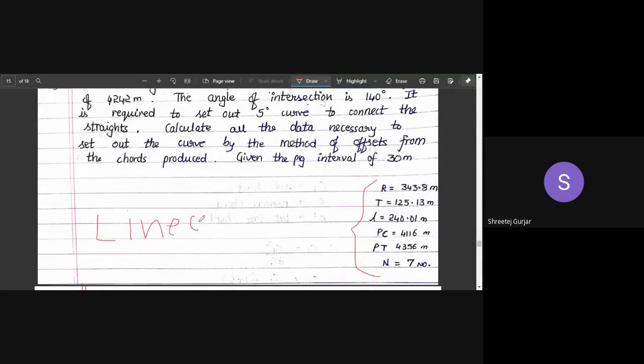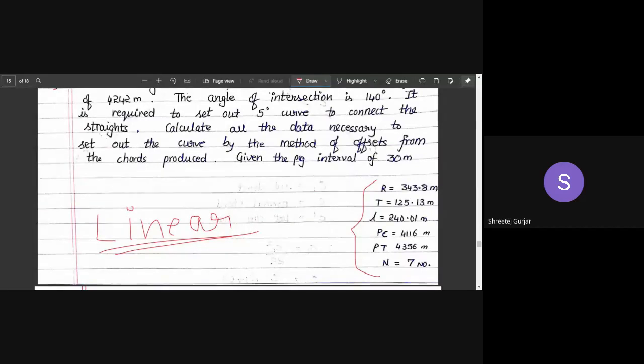Now, after linear methods, we start with angular methods of curve setting. In the first method, we had only a chain and tape, which are linear measurement instruments. Now we have an angular measurement instrument. Can you name one important angular measurement instrument which we usually use in the field?